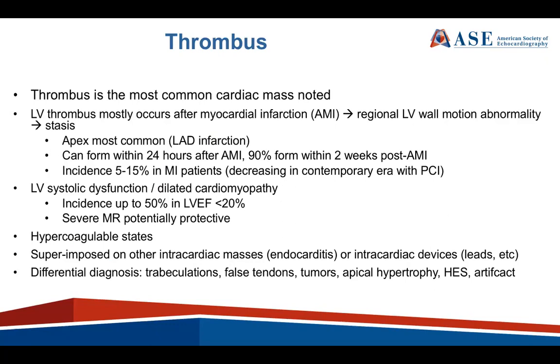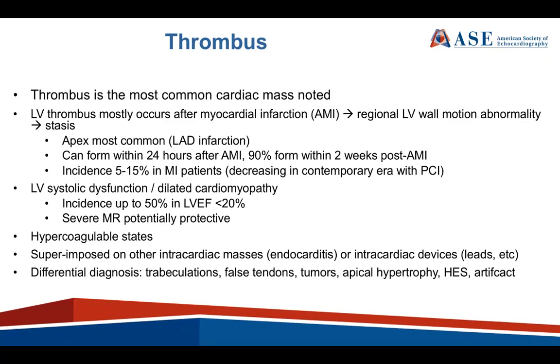These thrombi can be formed within 24 hours after acute MI, and 90% of them form usually within 2 weeks after acute myocardial infarction. The incidence has been reported to be 5 to 15% of all MI patients, and I think this was decreasing in the contemporary era with PCI, but recognize that a non-trivial amount of patients with myocardial infarction will develop thrombus. We often want to use contrast in these situations to be able to highlight this a little bit better, so that's one thing to keep in mind.